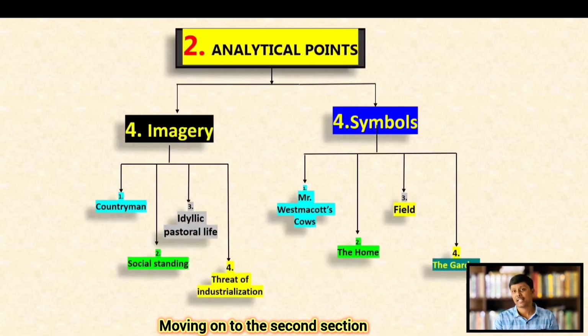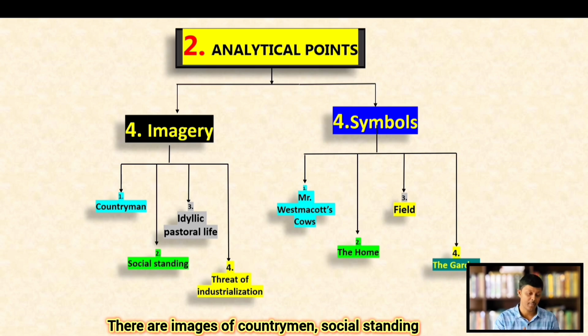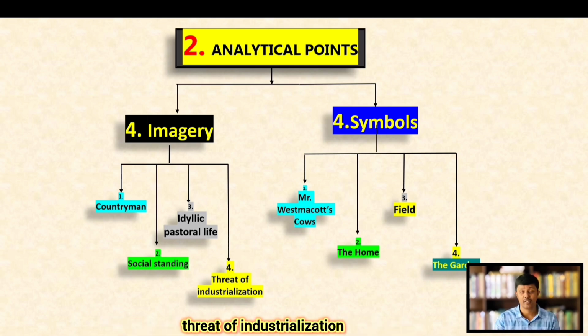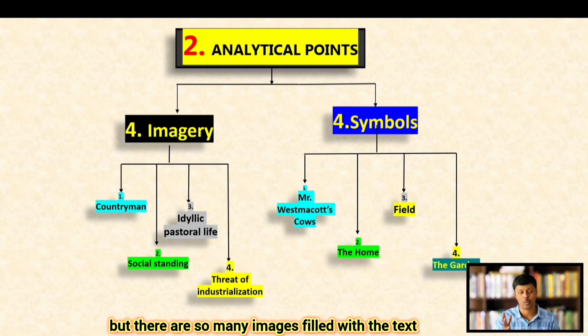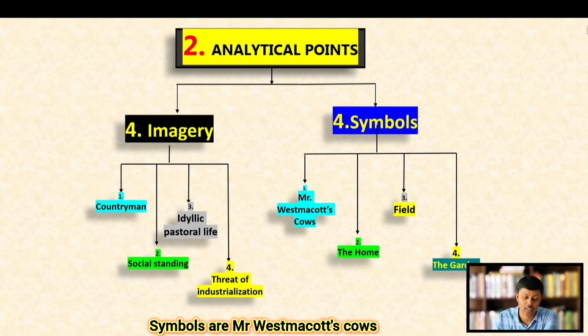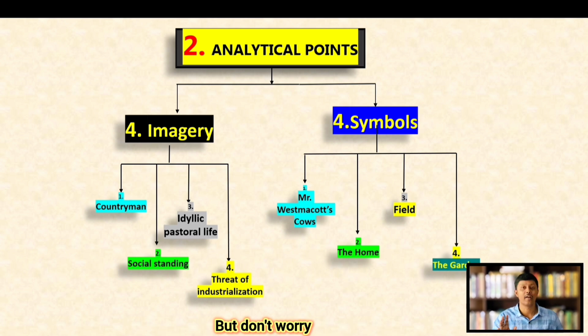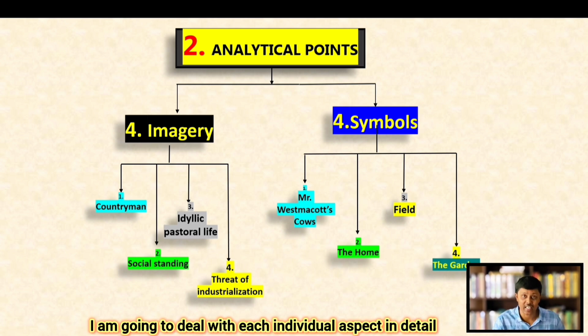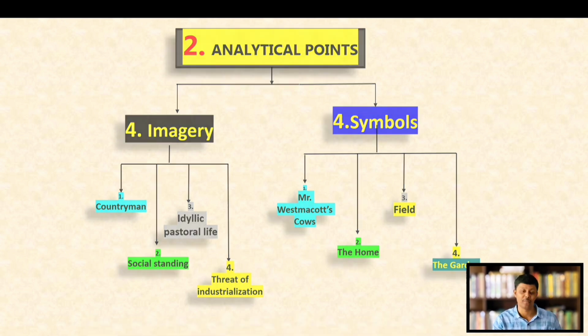Moving on to the second section, the analytical points: imagery and symbols. There are images of countrymen, social standing, idyllic pastoral life, threat of industrialization. These are four, but there are so many images filled in the text. Symbols are Mr. Westmacott's cows, the home, the field, the garden, etc. These are the simple points that you have to understand, but don't worry, I am going to deal with each individual aspect in detail.